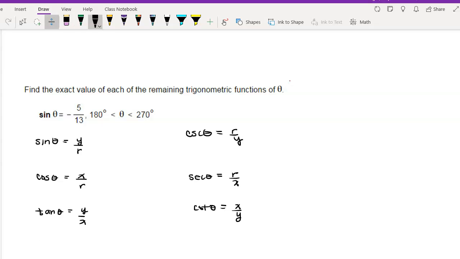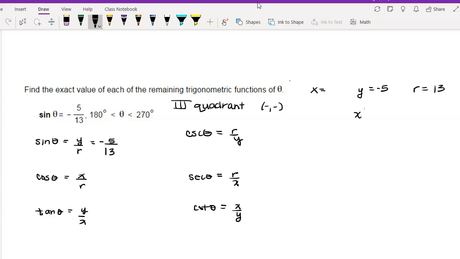Now we're given that sine theta is negative 5 over 13. We're also told that theta is between 180 degrees and 270 degrees. So once again, we are in quadrant 3. So both x and y are negative. We don't know what x equals yet. We do know that y equals negative 5 and r equals 13.